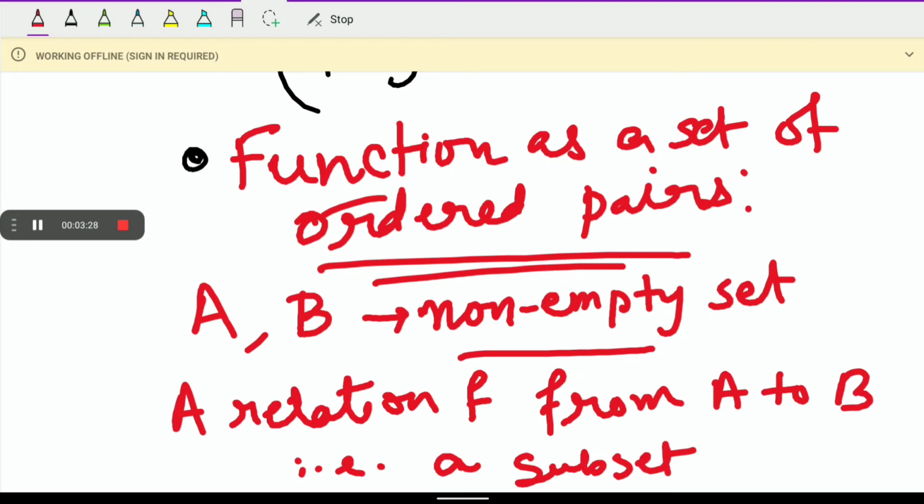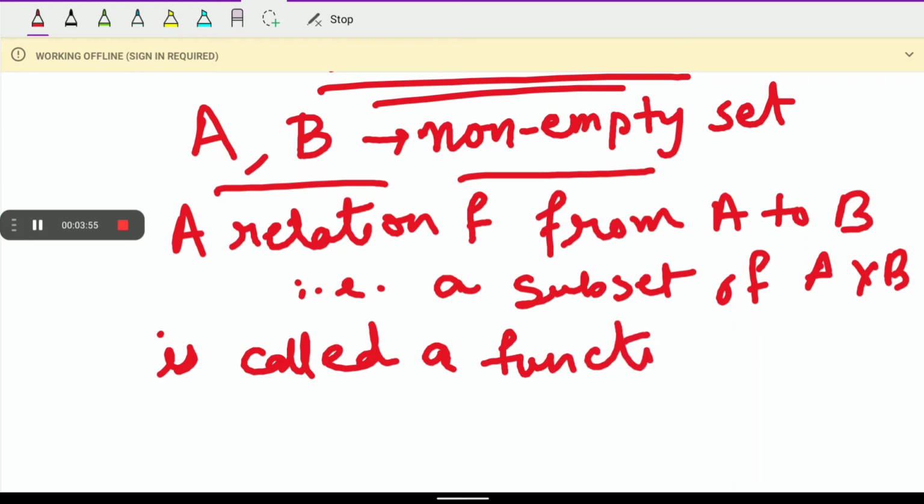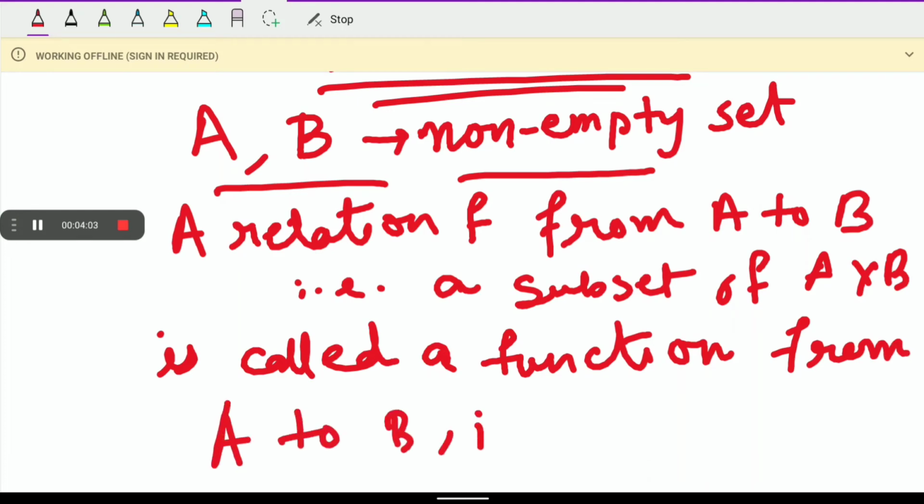There are two conditions for being a relation. Number one, the sets have to be non-empty, and number two, the relation is a subset of A cross B, where A and B are two non-empty sets. That subset of A cross B is called a function from A to B if there are also some conditions.